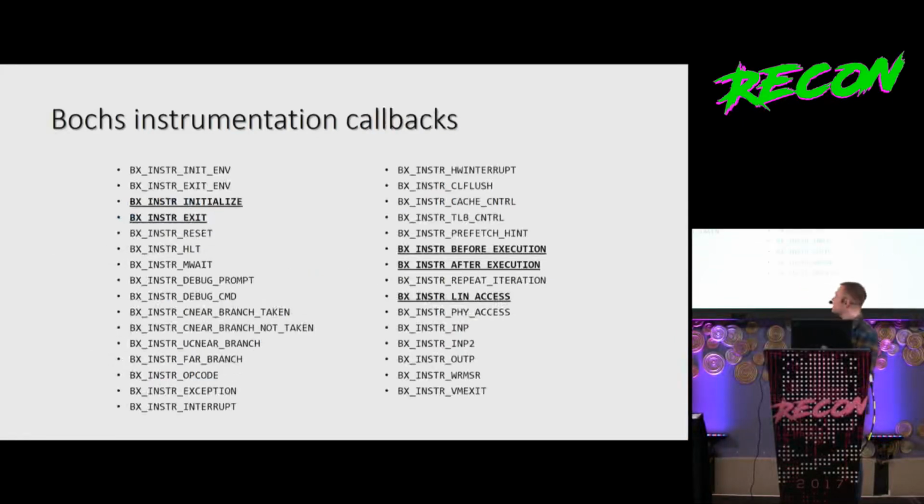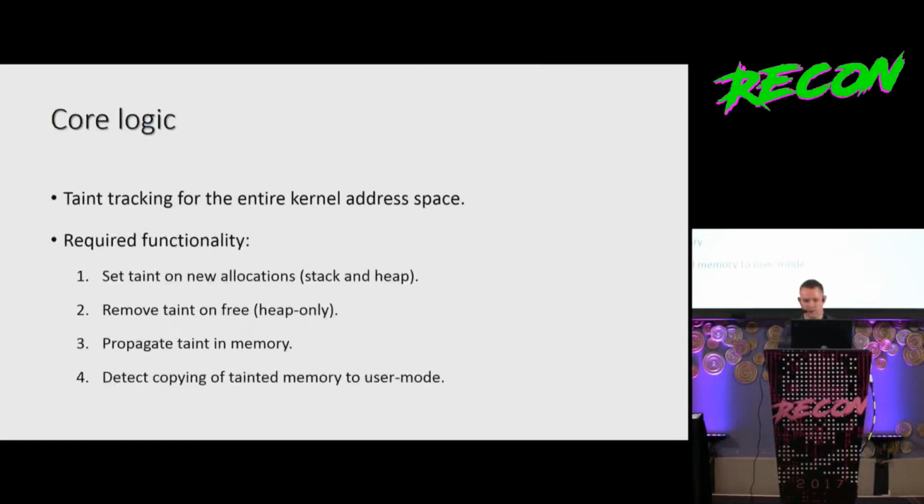So here you can see the list of all of the macros that are available, and the underlined ones are the ones that I used for Bochspwn Reloaded. It's just 5 of them: for initialization, exiting the virtual machine, before and after executing an instruction, and for every linear access that is performed by the operating system.